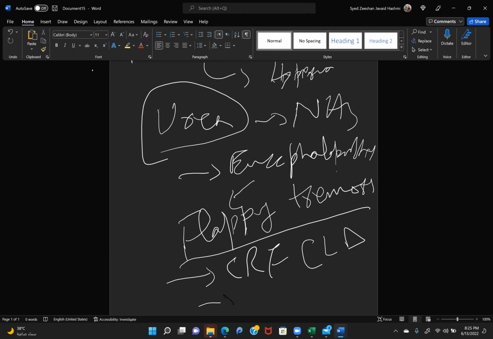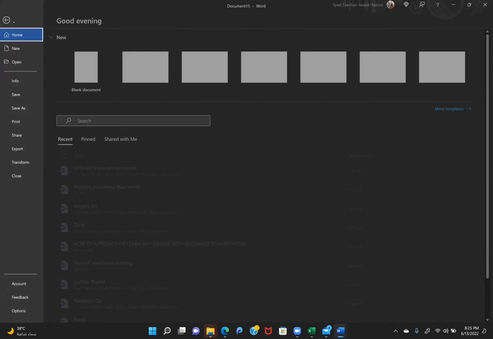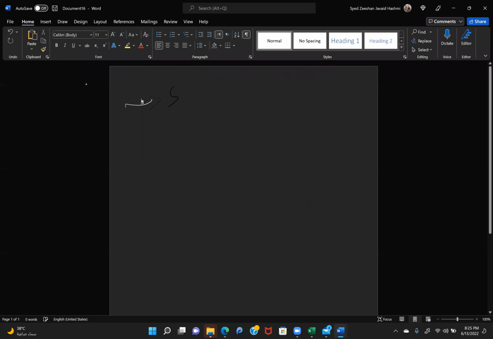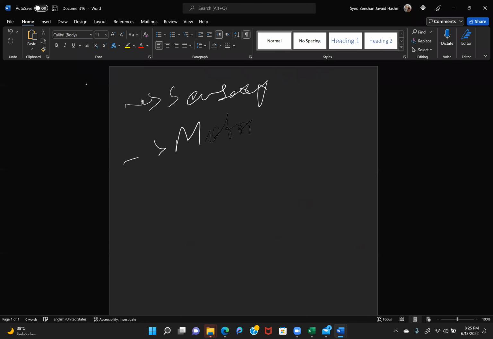Of course, whenever you are talking about CNS, you will be looking at the sensory system, motor system, and autonomic system. So now you can think about that.